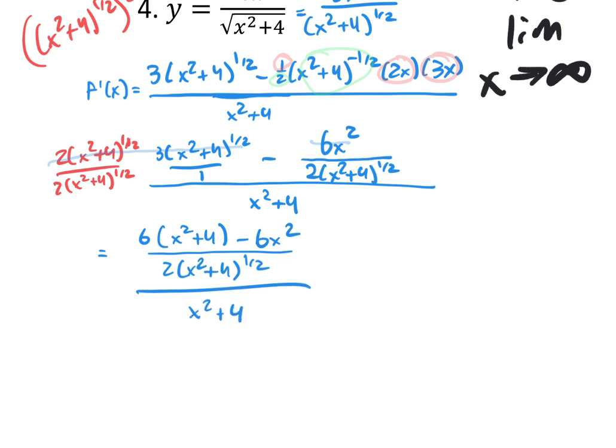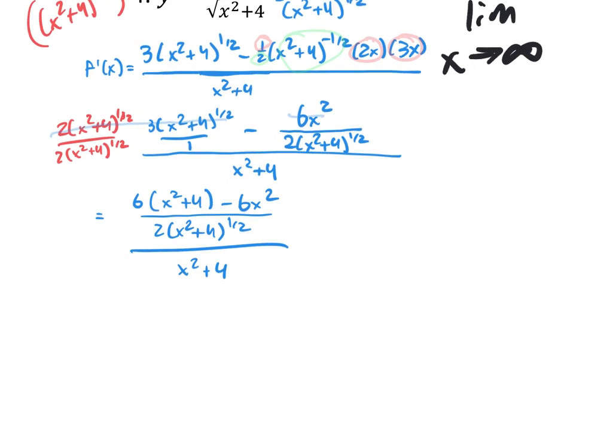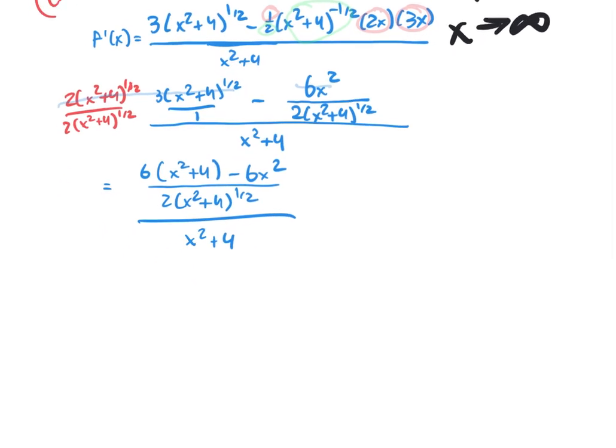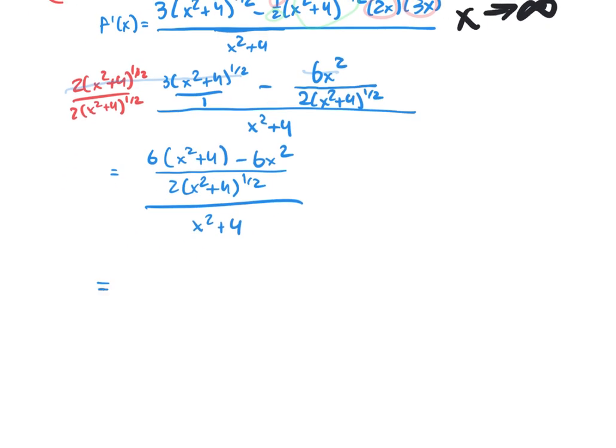Now, I'm going to combine 2 steps into one here. At this point, what I'm going to do is distribute all the way up. I'm going to distribute this out, okay? And I'm going to get 6x squared plus 24 minus 6x squared. So you'll see those will cancel. All over 2 times x squared plus 4 to the 1/2.